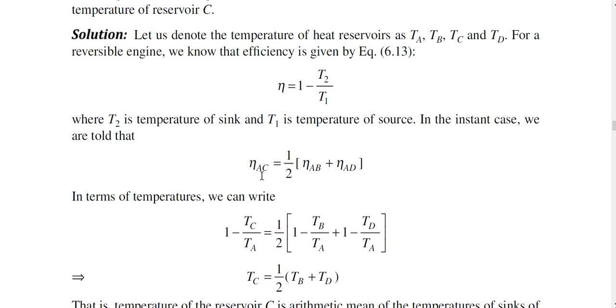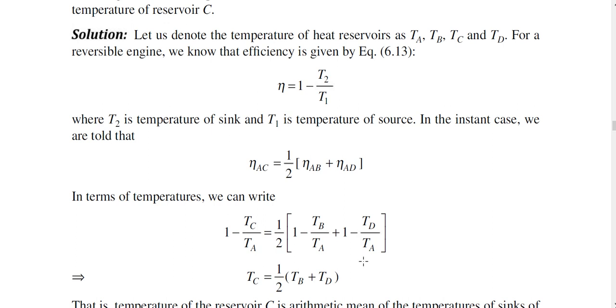Now, just look at this eta AC. The engine is working between the reservoirs A and C. So, eta AC is equal to 1 minus TC by TA. Here TC is the cold reservoir and TA is the hot reservoir. So, we are using the notation in this way: if this is eta AC, then I will write 1 minus TC by TA. And this is the same for all the etas, that is eta AB is equal to 1 minus TB by TA, and eta AD is equal to 1 minus TD by TA. We are assuming it in this way.